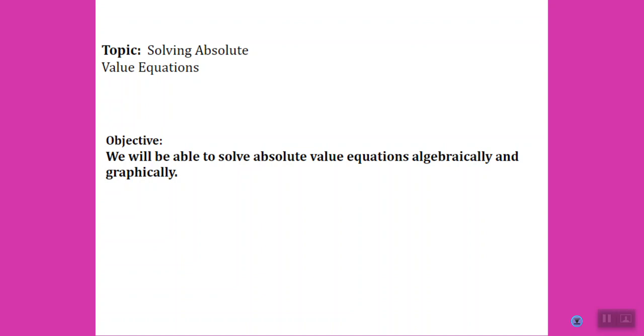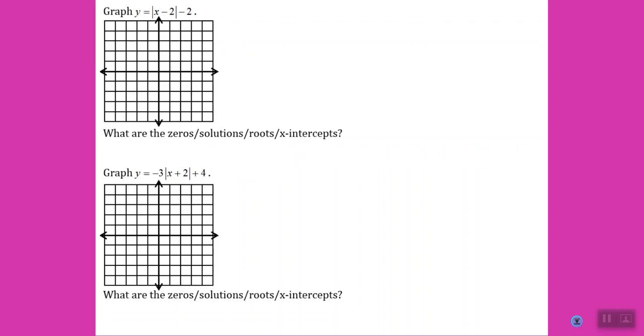Today we will be talking about solving absolute value equations, and our objective is that we will be able to solve absolute value equations algebraically and graphically. So thinking back to our graphing unit, we have a, h, and k here in our equation. H is 2, k is -2, so we'd start at (2, -2), and we'd go up and over on each side to graph our absolute value function.